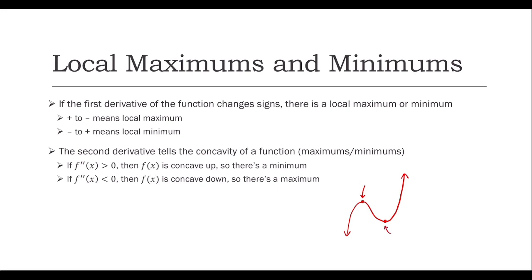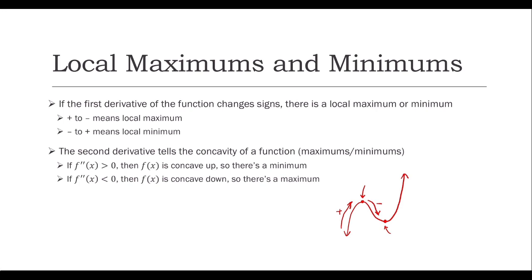So if the first derivative of a function changes signs, there's a local maximum or minimum. So if your derivative is positive, that means your function is increasing. So here, your derivative would be positive. And then when it starts going down again, it's going to switch to be negative. So that would mean you have a local maximum because your function's gone from going up to going down. So there's going to be a peak where it's the maximum.